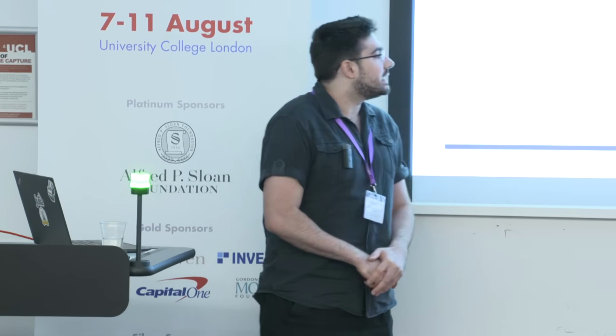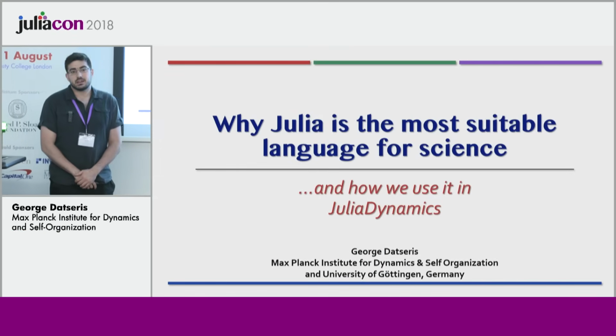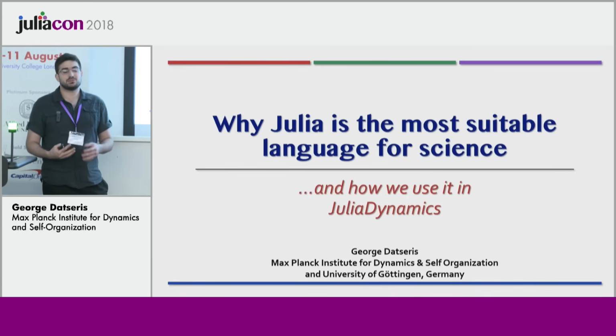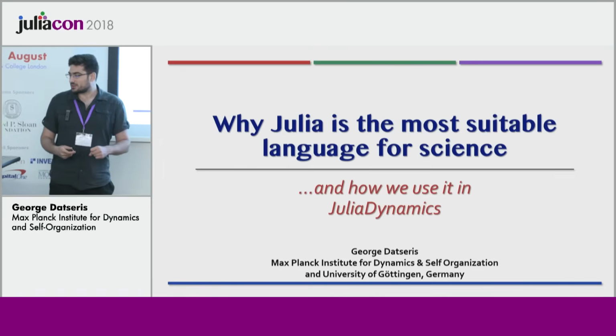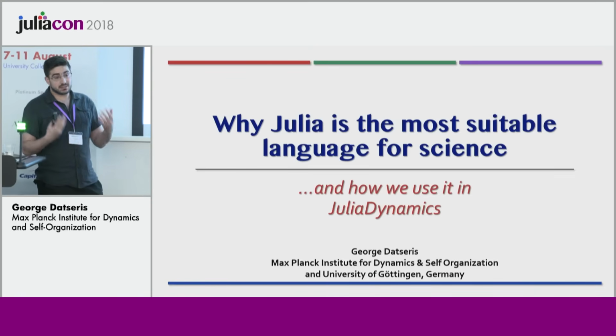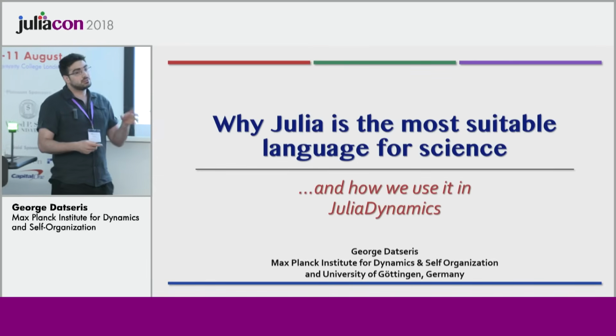Thanks a lot. My name is George Datseris. I am doing my PhD in physics. I work at the Max Planck Institute for Dynamics and Self-Organization in Germany. My PhD topic is about electron transport, both quantum and classical. But today I'm going to take a detour, and I'm going to talk about why I think, as a scientist, that Julia is the most suitable language I could use. That would be the first part.